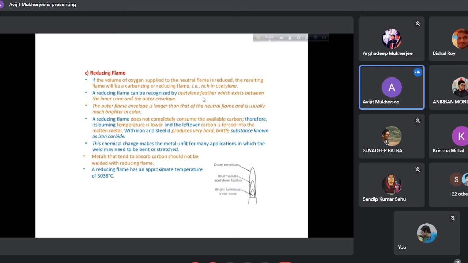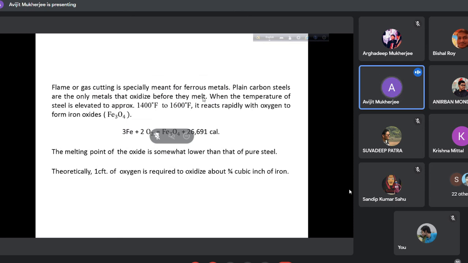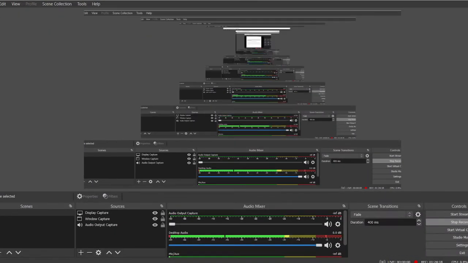Reducing, maybe reverse. Now gas cutting, what we had mentioned: ferrous metal is suitable because iron oxide is produced first. This is the reaction, Fe3O4 plus this much of heat. And approximately 1 cubic foot of oxygen is required to oxidize about 3/4 cubic inch of iron.